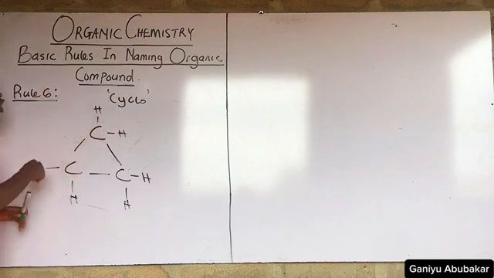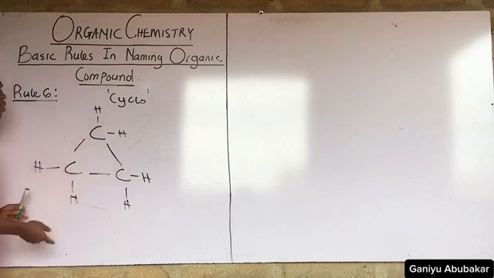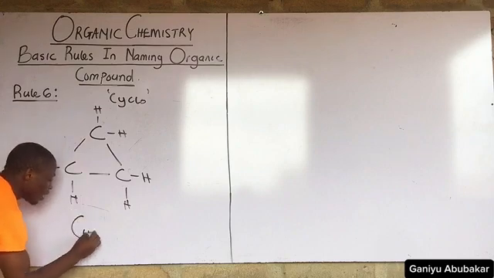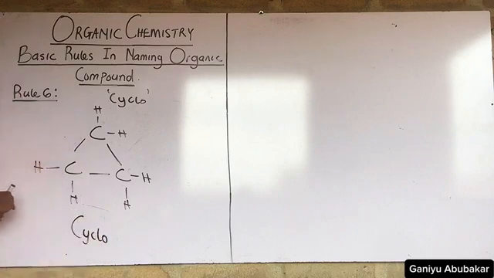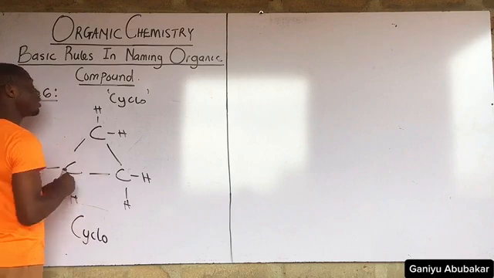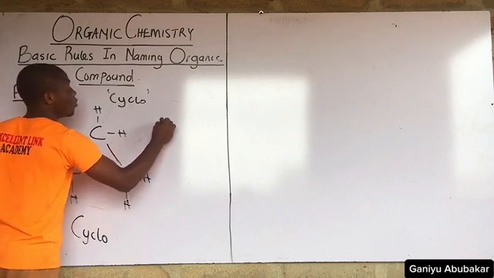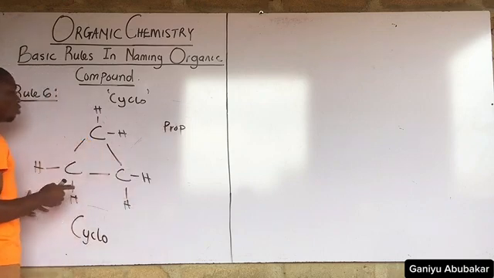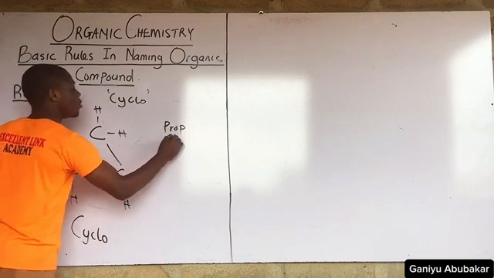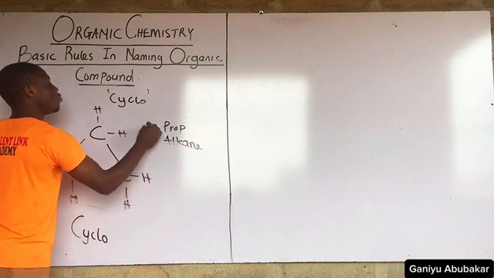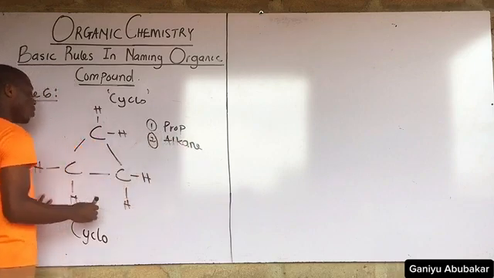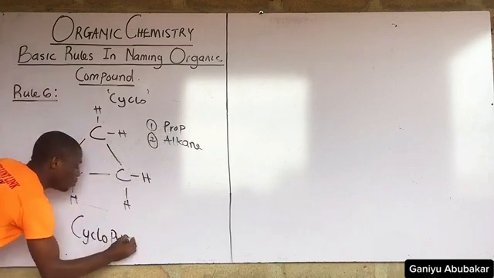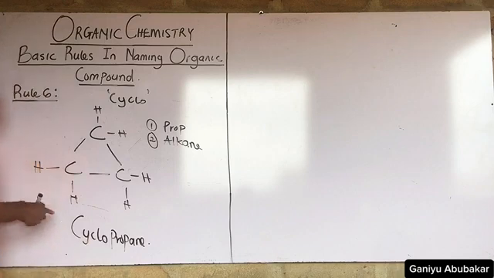For this compound here, observe that this compound is in ring form. So we said use the word cyclo. So this becomes cyclo. Cyclo what? I have 3 carbon, 1, 2, 3. That's prop. For 3 carbon, that becomes prop. Alkane, that's single bond. So this is rule 1, rule 2. So I have cyclo what there? Propane. Cyclopropane as the name of this compound here.